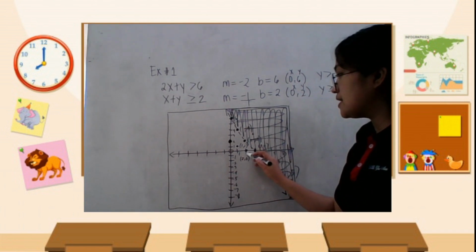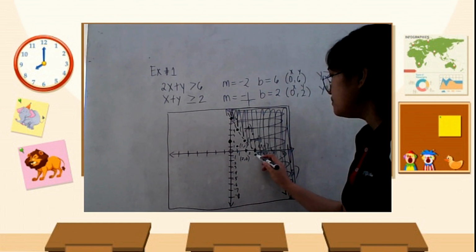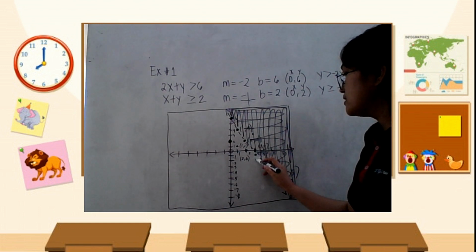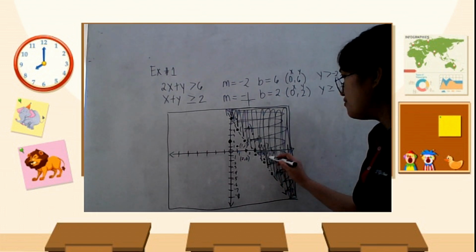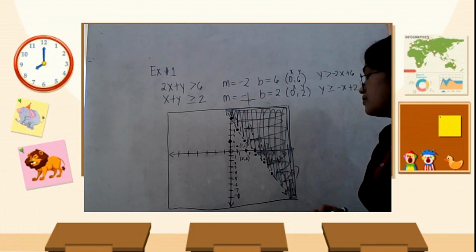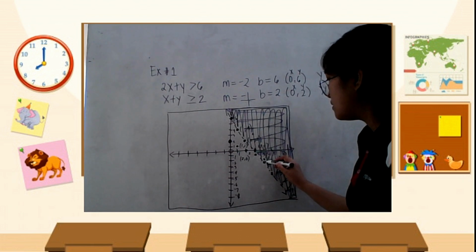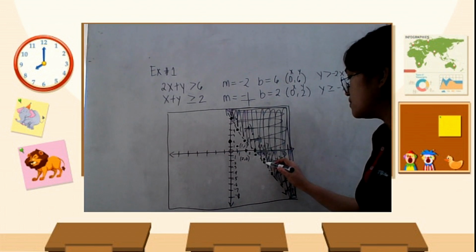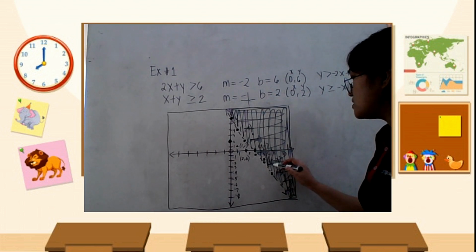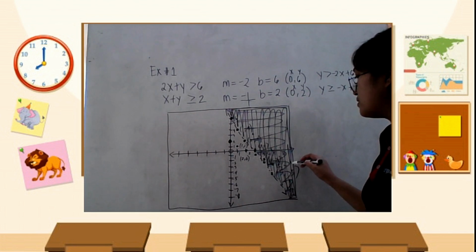Next, baba daw ulit ng isa. Then, move sa right ng isa. Next, move po tayo ng isa pababa, and then move tayo sa right ng isa. Now we have 4 and negative 2. Okay, then baba daw ulit tayo ng isa. So, nasa negative 3 na tayo, and then move sa right ng isa. So, we have 5 and negative 3.